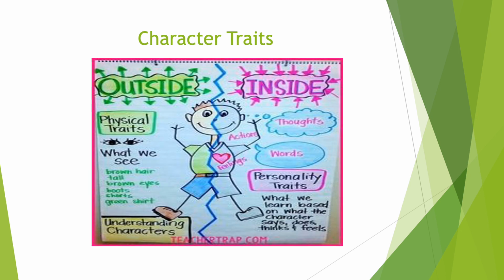Once you put the outside characteristics together and you put the inside characteristics together, this forms a character's traits. We can see what they look like on the outside, and we can also understand how they feel on the inside. Sometimes our characters have good character traits in a story or a movie or a television program, and sometimes they have bad character traits. It just depends on what kind of story you're reading, what the plot is in the story, and how it all ends.